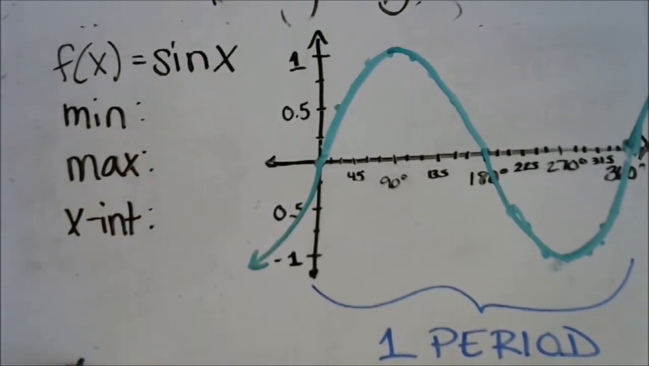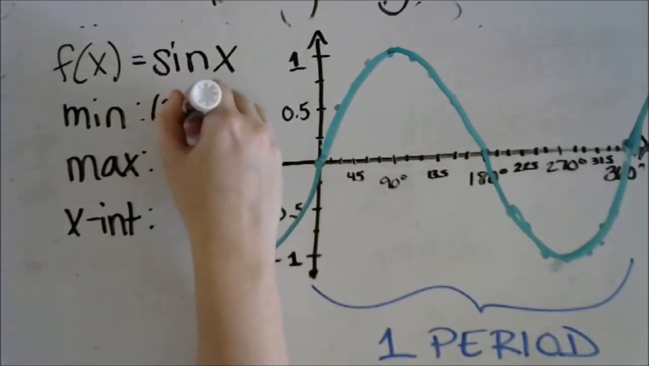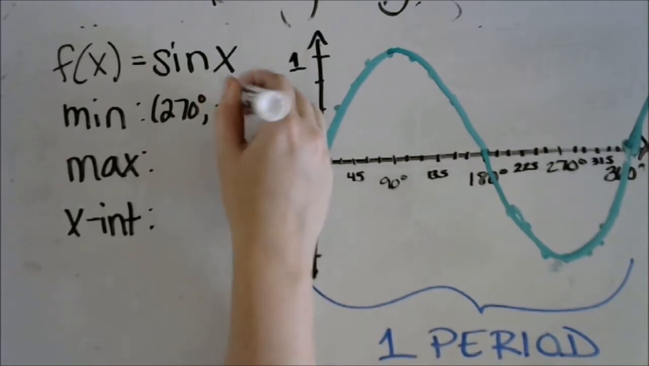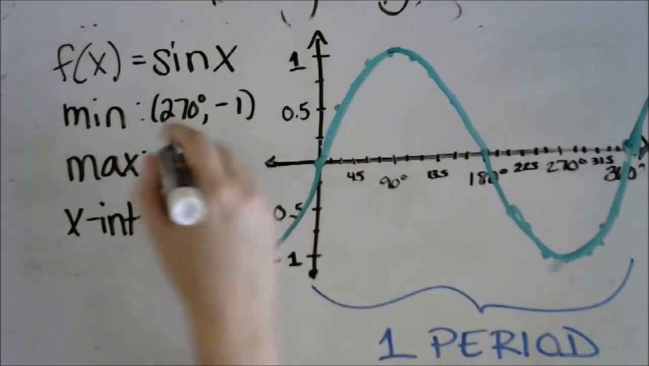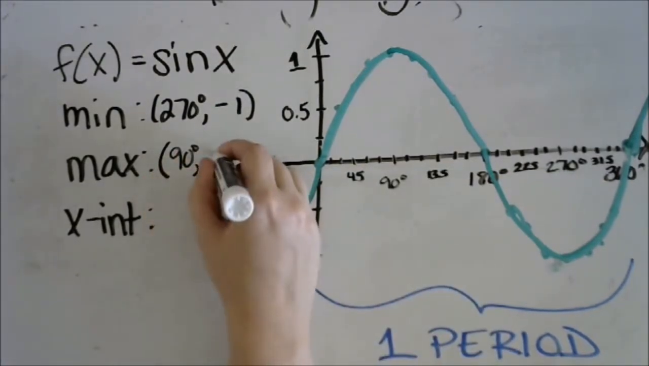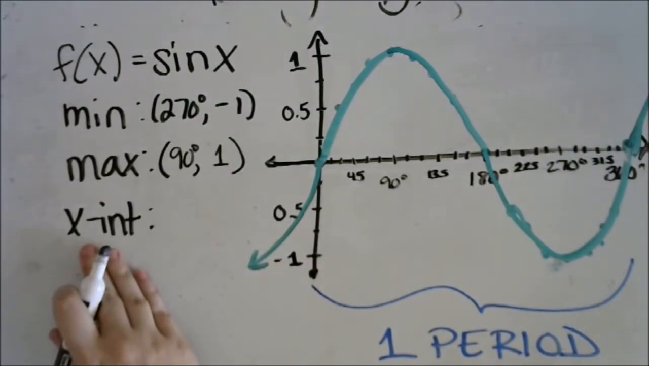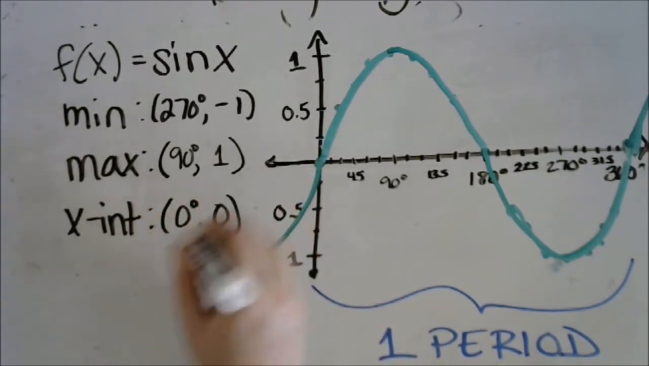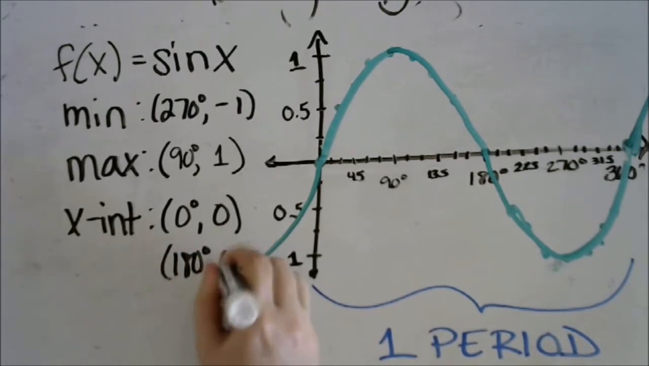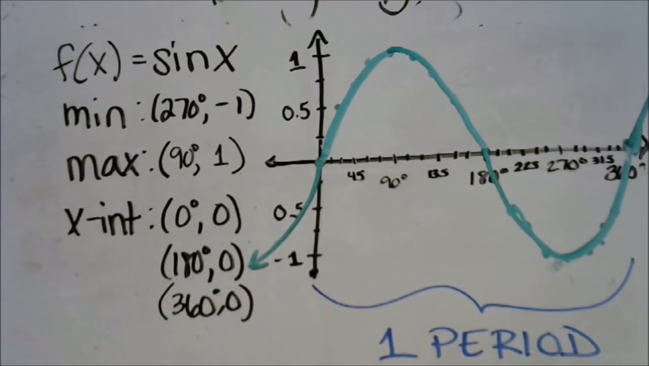For this function, we have one minimum here at the bottom of the graph, or 270 degrees, comma, -1. We have one maximum here at the top of the graph, or 90 degrees, comma, +1. And then we have 3 x-intercepts, one of which is also a y-intercept. 0, 0, 180, 0, and 360, 0. This is all the key information for the sine function.